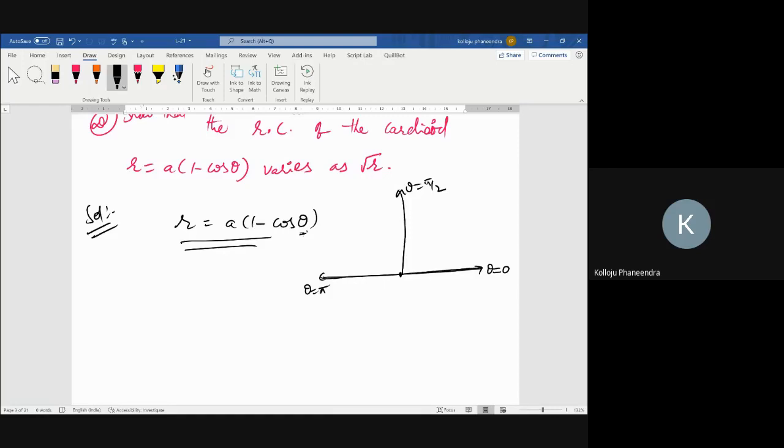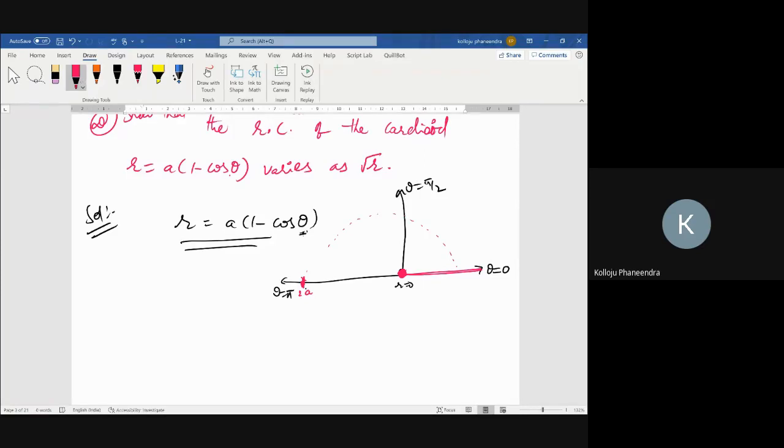Okay, and just roughly I'm sketching this. When theta equal to 0, what is the value of R? 0. Right. See, this is the theta equal to 0 line, and R equal to 0 here. This is the first point. And when theta equal to pi, what is the R value? 2a. Let me draw a big line. This is theta equal to pi. On the line theta equal to pi, you put 2a distance. As the line rotates from theta equal to 0, R is 0, but when theta equal to pi, its value is 2a.